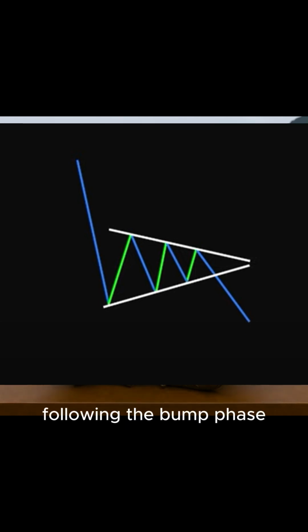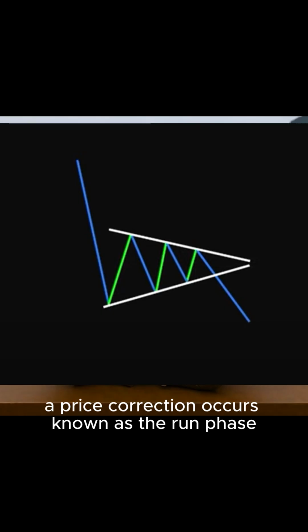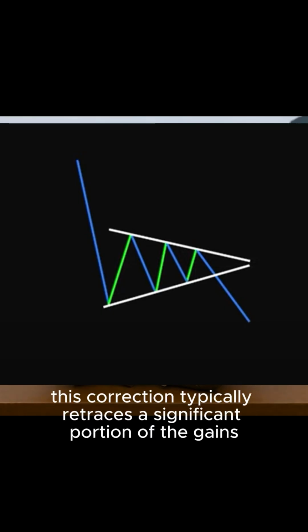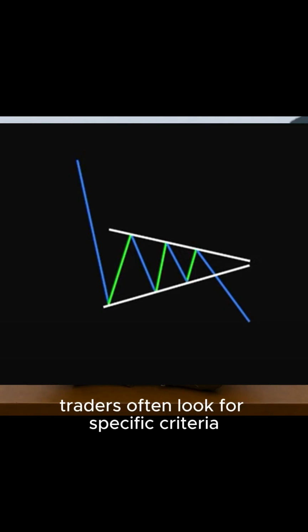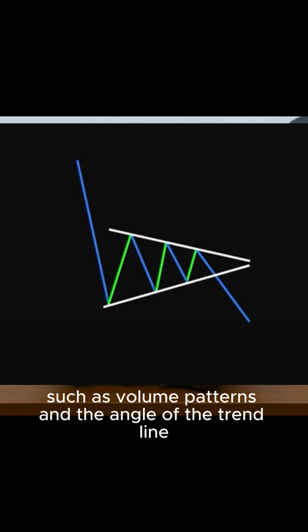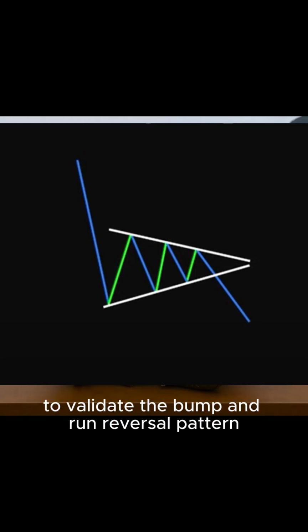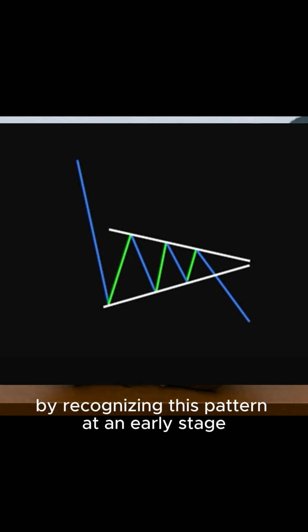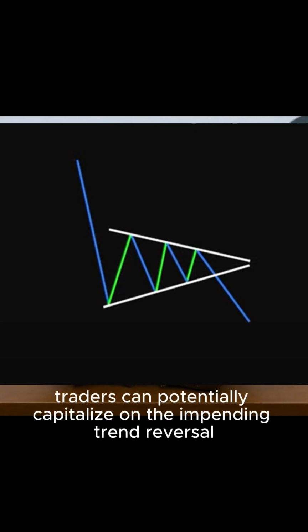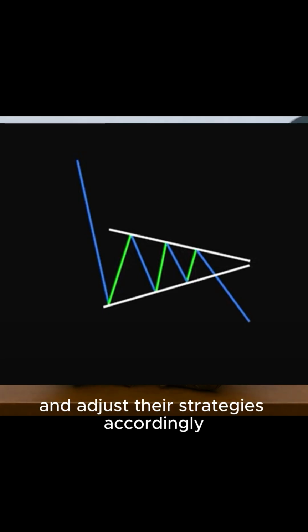Following the bump phase, a price correction occurs, known as the run phase. This correction typically retraces a significant portion of the gains achieved during the bump phase. Traders often look for specific criteria, such as volume patterns and the angle of the trend line, to validate the bump and run reversal pattern before making trading decisions. By recognizing this pattern at an early stage, traders can potentially capitalize on the impending trend reversal and adjust their strategies accordingly.